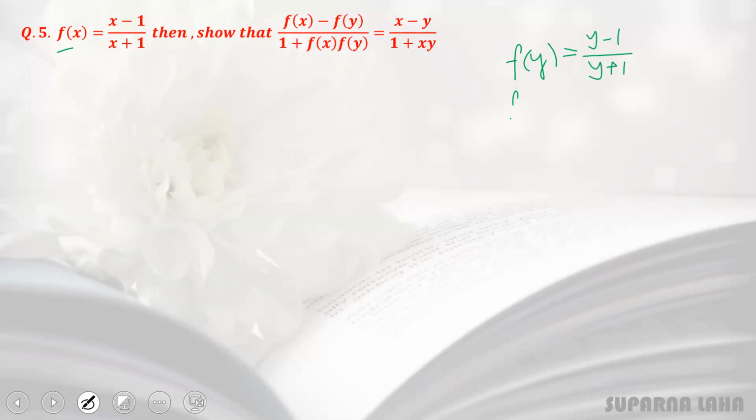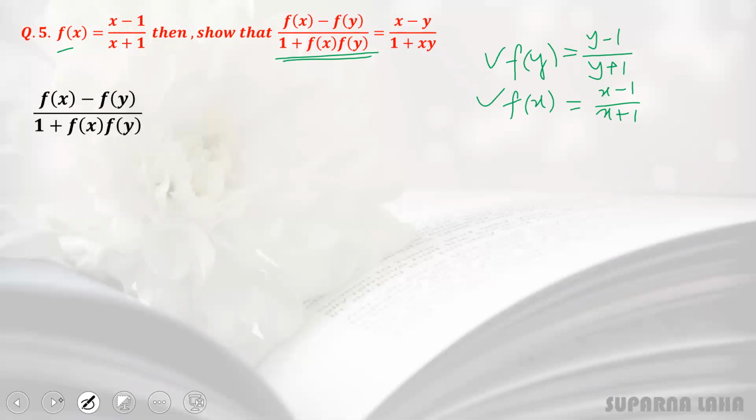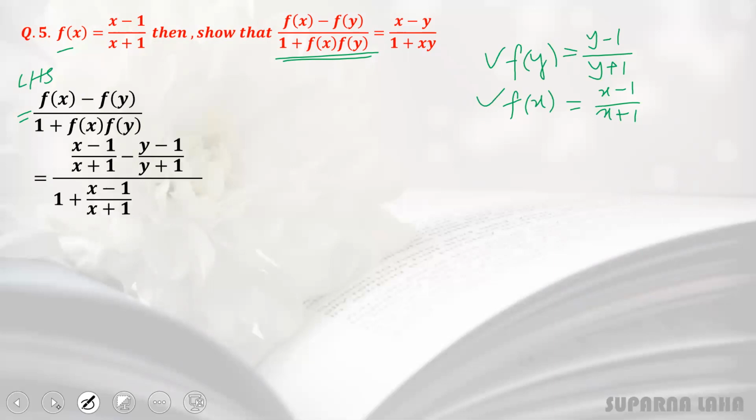Right? And you already have this f of x, that is (x minus 1) by (x plus 1). So put this value of f of x and f of y in this given equation, the left hand side. So this is your LHS. In the place of f of x, just put the value, in the place of f of y, just put the value. Clear? Now if I simplify this one, what will you find?